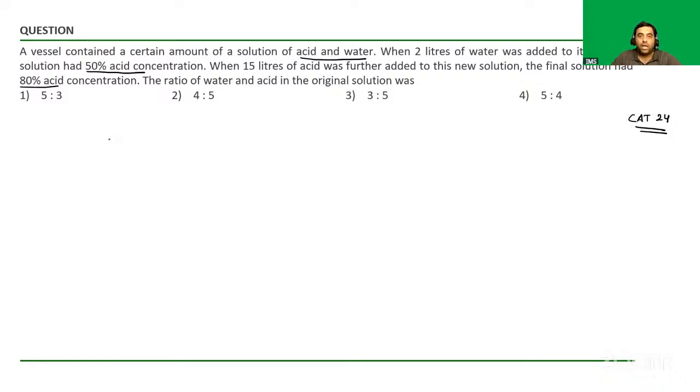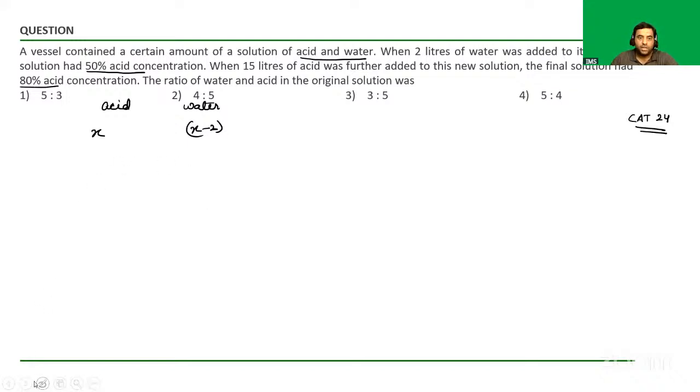Let's assume that initially, for acid and water, since 2 liters of water is added and it becomes equal, let's assume that the initial volume of acid is X liters. So therefore, can I say X minus 2 liters is the volume of water? Because the moment you add 2 liters of water into this, it will become 50% concentration of acid. Therefore, acid and water volumes will become equal. Therefore, I can say earlier it was 2 liters less.